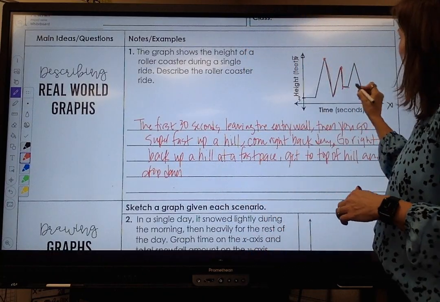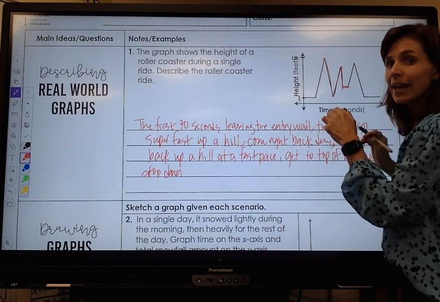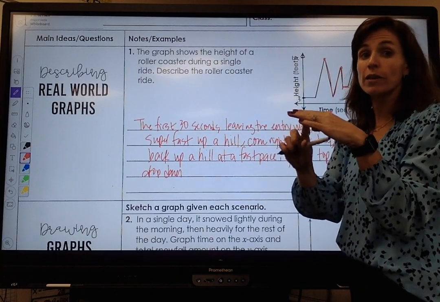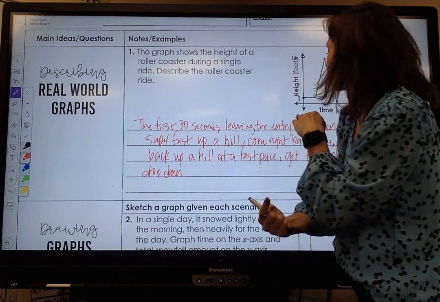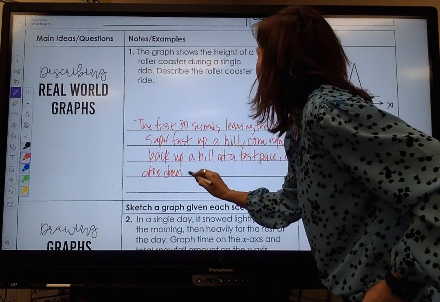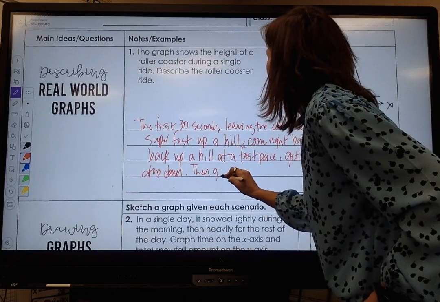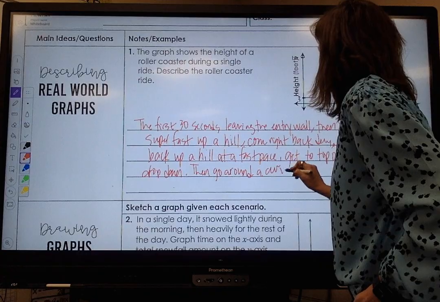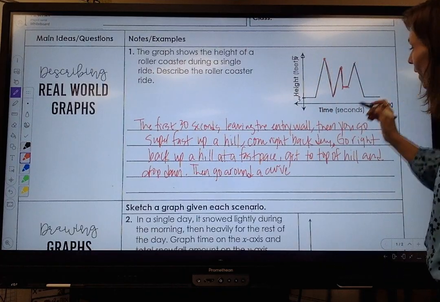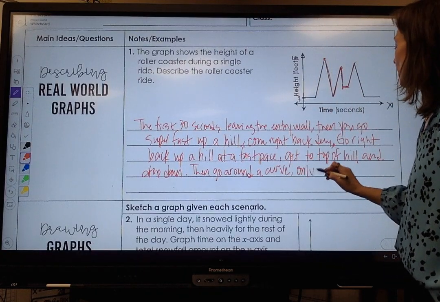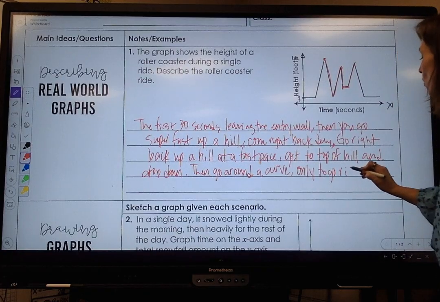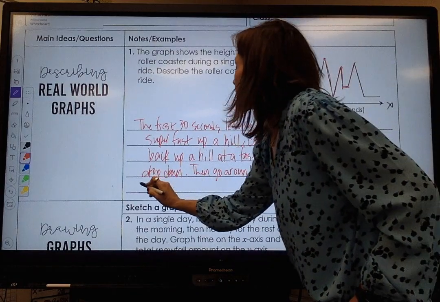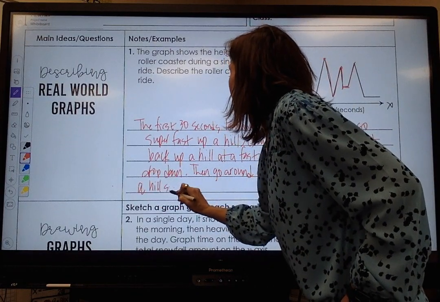Look at this. What does this mean right here? Well, it could mean you're going around a curve. So your height's not increasing or decreasing, but maybe you're going around a curve on a roller coaster. So then you go around a curve, only to go right back up super fast. Only to go right back up a hill super fast.